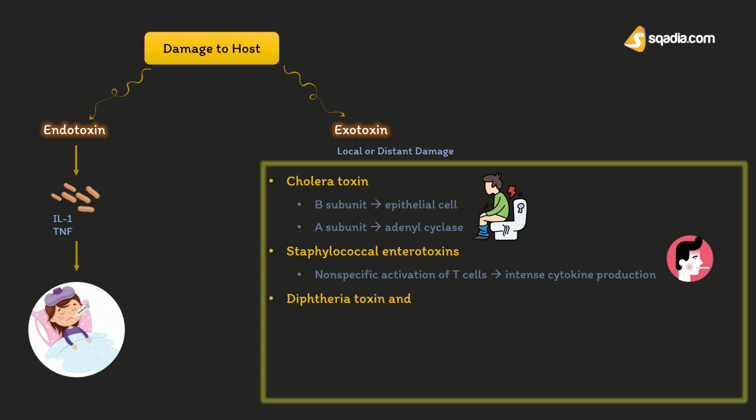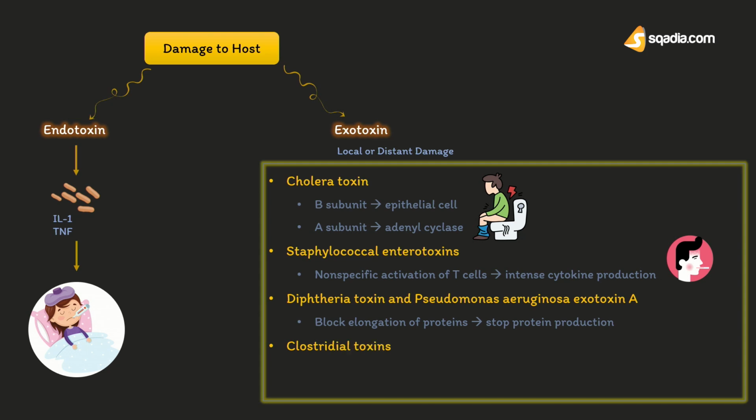Diphtheria toxin and Pseudomonas aeruginosa exotoxin: the type A subunit stops the protein production by blocking elongation of the protein. Clostridial toxins interfere with the neurological or neuromuscular signaling, causing tetanus and botulism.